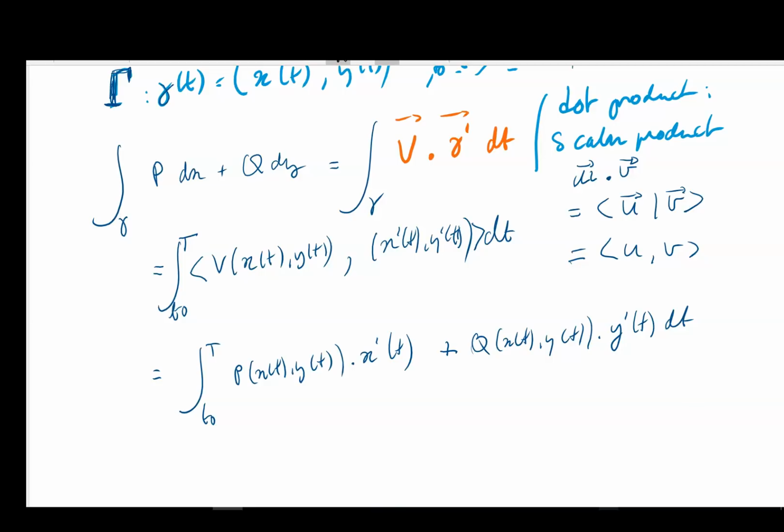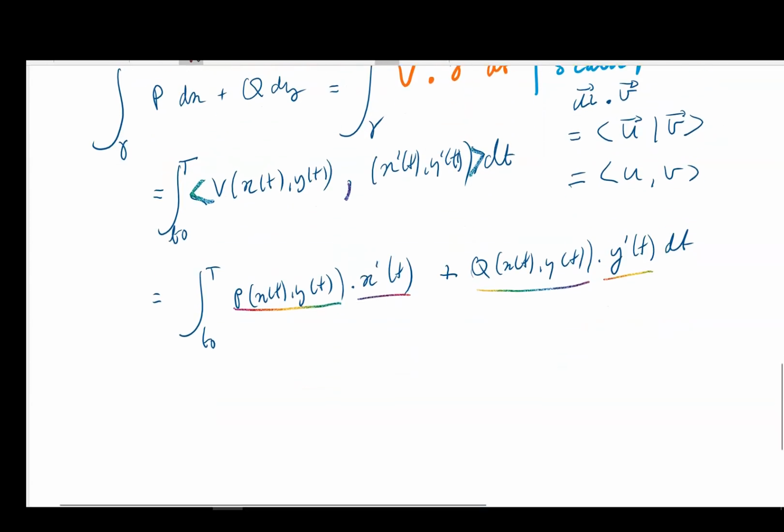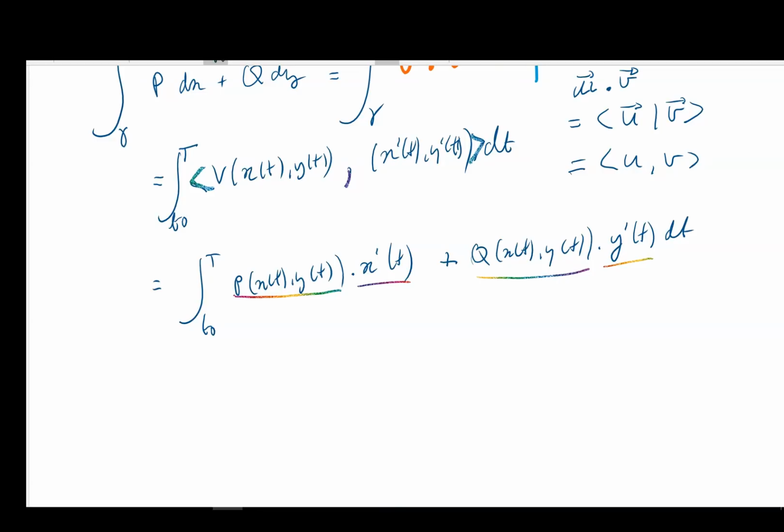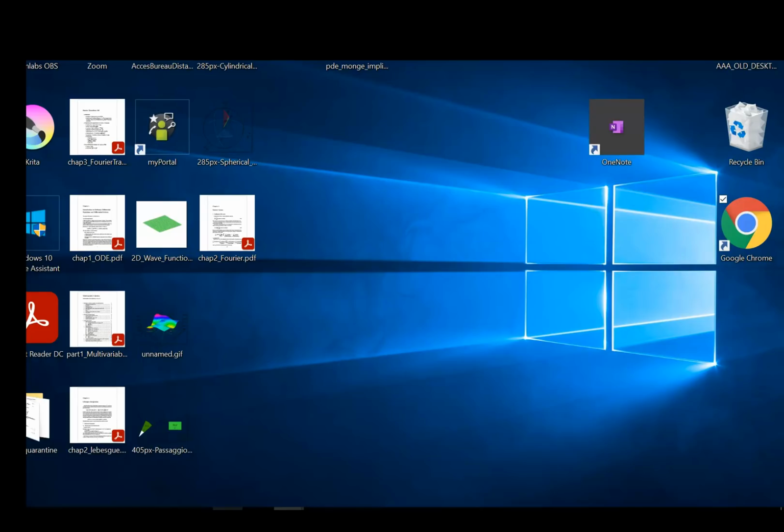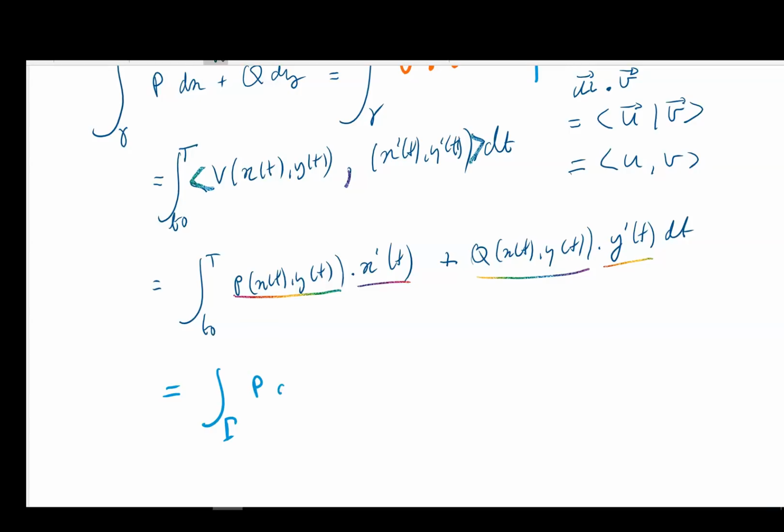Okay, so I've got here first component of v times first component of gamma prime plus second component of v times second component of gamma prime. So that is really my inner product, my product here, that I've applied. And this is what we're going to call the circulation of the vector field on the curve gamma, of the vector field p dx plus q dy.